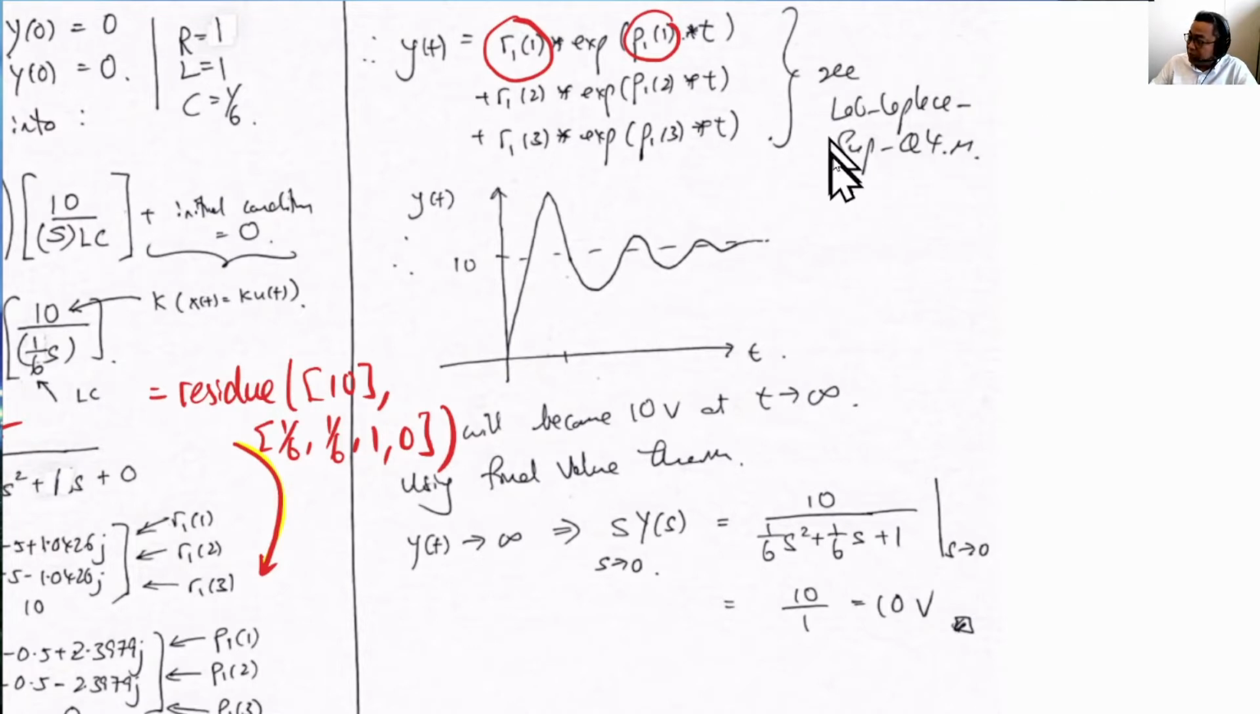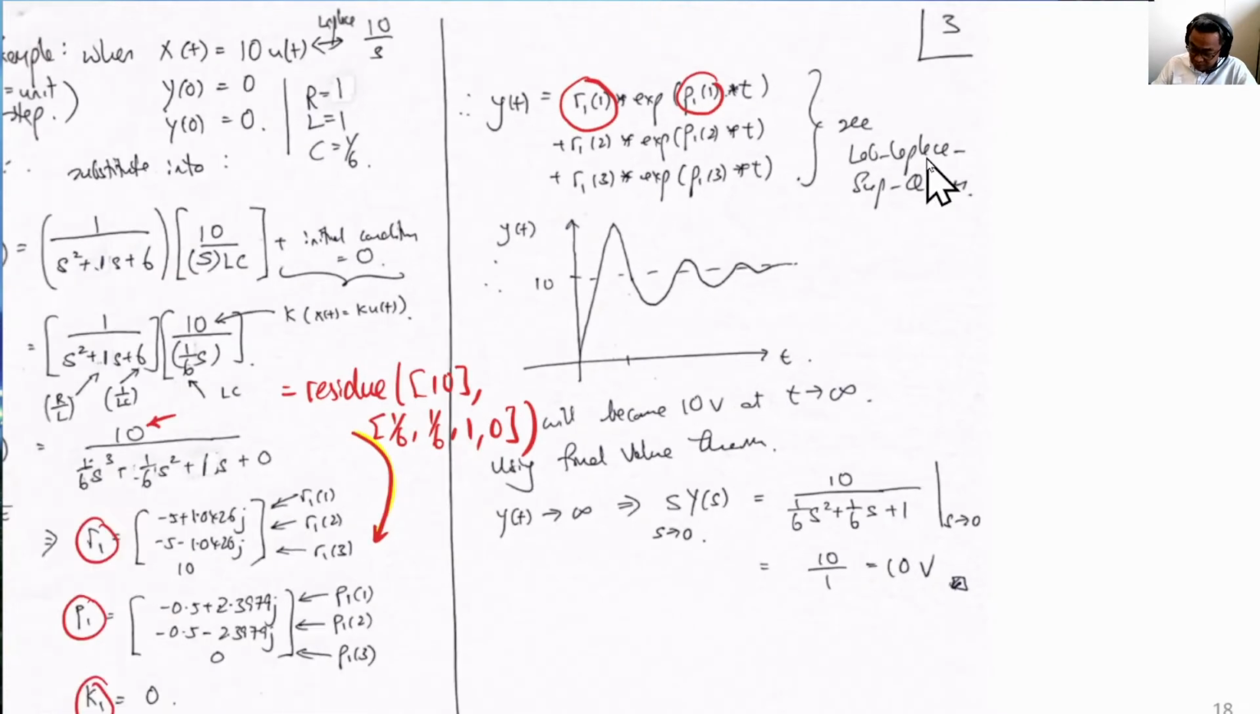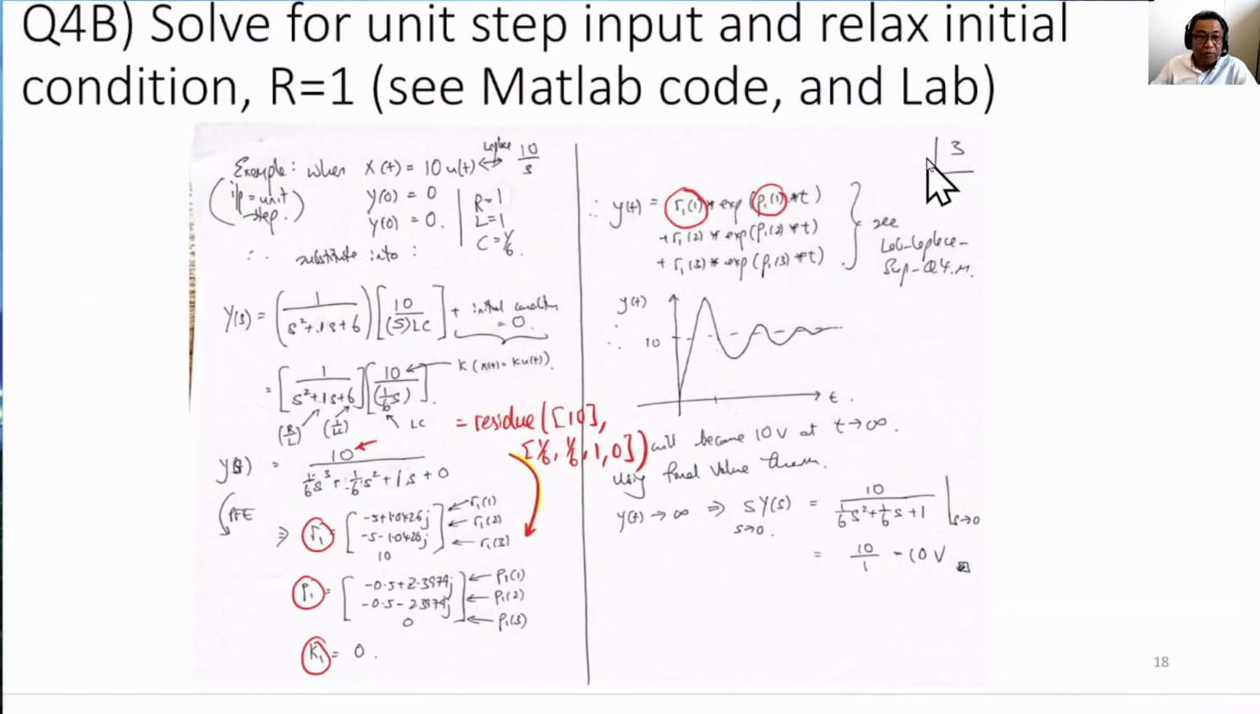You can see the MATLAB code to generate this MATLAB plot over here. So this is all we have for question 4B.